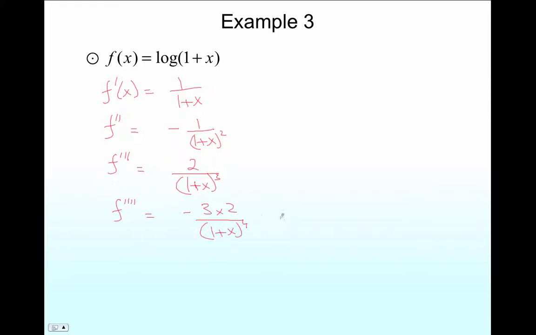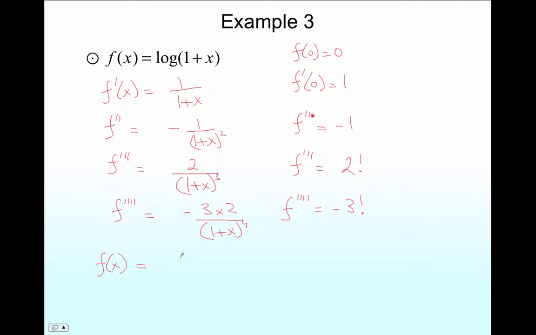And now the pattern is very clear. So we have the function at the origin, at x equal to 0, being 0. The first derivative is 1. The second derivative is minus 1. The third derivative has changed sign. It is plus 2. And the fourth derivative is minus 3 factorial. And I could write this as 2 factorial. It's the same thing. So let's write out Taylor's theorem.